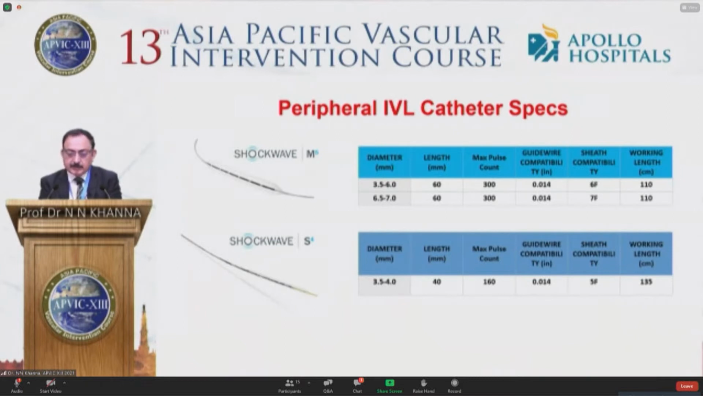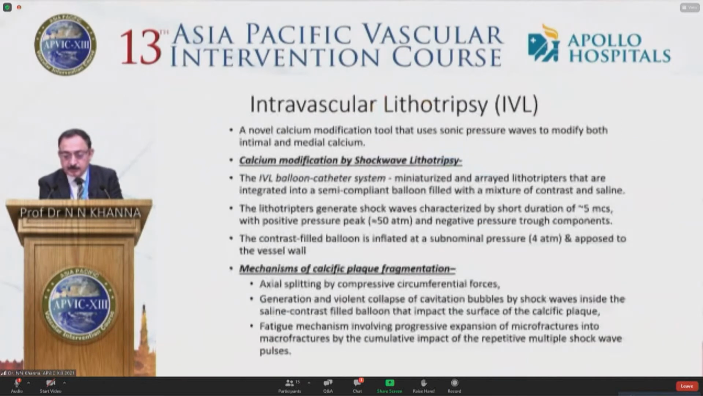balloon which has emitters for lithotripsy, are 60 millimeter in larger diameters and 40 millimeter in lower diameters. The maximum pulse count is 300 in larger and longer catheters, and 160 in the shorter catheters. They all go through a 014 wire, and the smaller ones are compatible with a 5 French system, and the larger ones are compatible with 6 and 7 French system, and they have a working length between 110 to 135 centimeter.